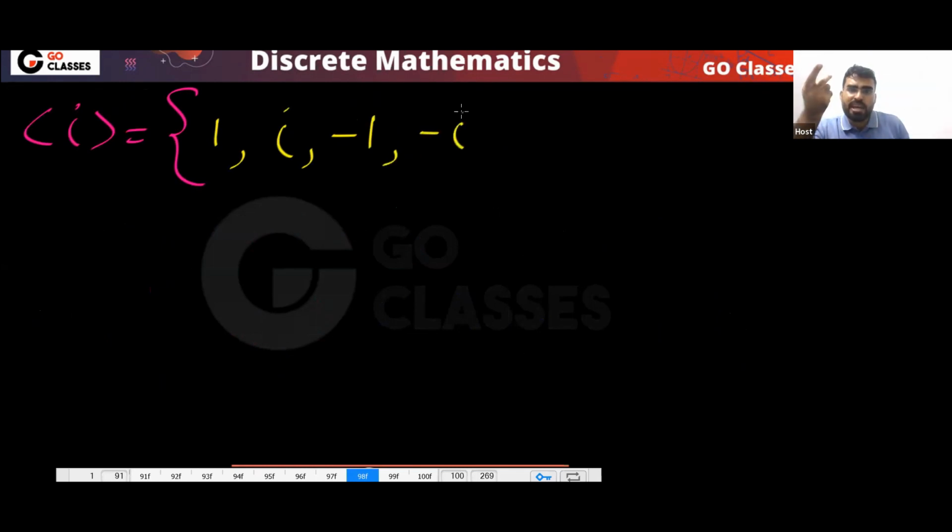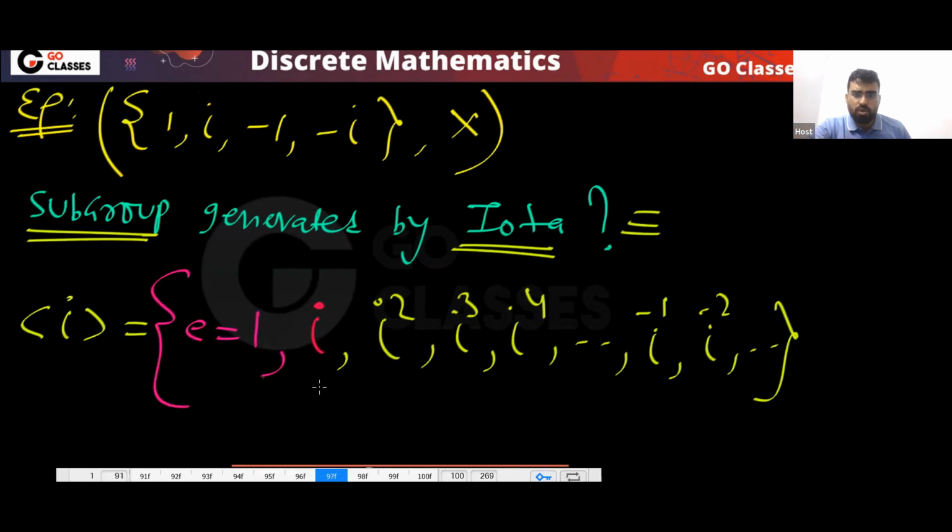Iota cube is minus iota. Nothing else, everything else will repeat. You can notice this is minus iota. This is -1. This is minus iota. This is 1. This is minus iota. And what is this? This is -1. So this is the idea.